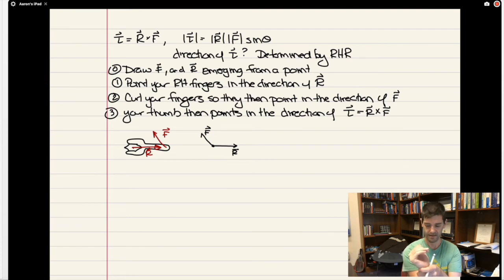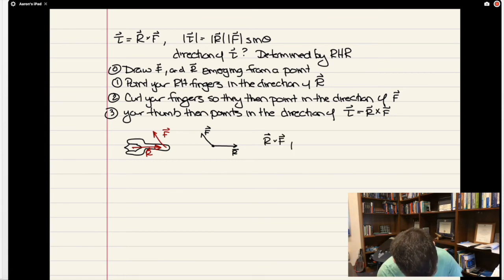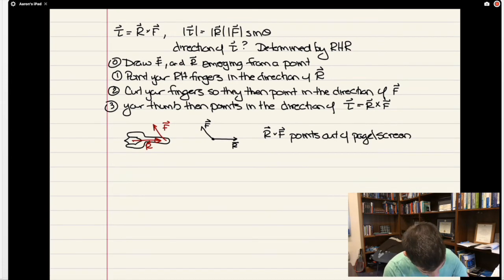Since I can do that, I then look at my thumb and see my thumb is pointing out of the screen. So in this case, I would say r cross F points out of the page or screen. So out of screen, I would say torque points out of the screen.